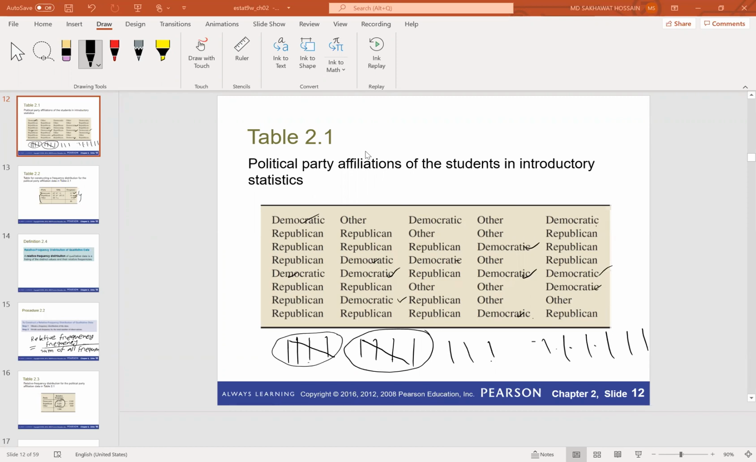Yeah, we can tell the parity, and by counting, you can get the frequency. But without counting, we cannot tell anything, right? Without counting, we can just tell there are three responses, three parties: Democratic, Republican, and others. We do not get any other information. So now go to the frequency table.